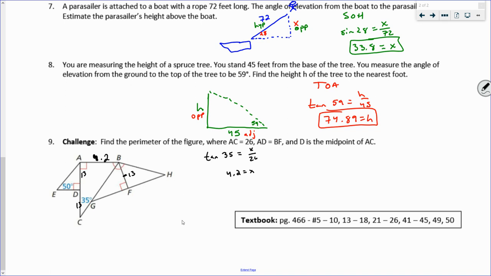So for AE, I'm going to say sine of 50 equals 13 over AE. So sine of 50. Got to multiply the x over, so you got 0.766 AE equals 13. Divide the decimal and get something like 16.97. So I'm going to call it 16.97.